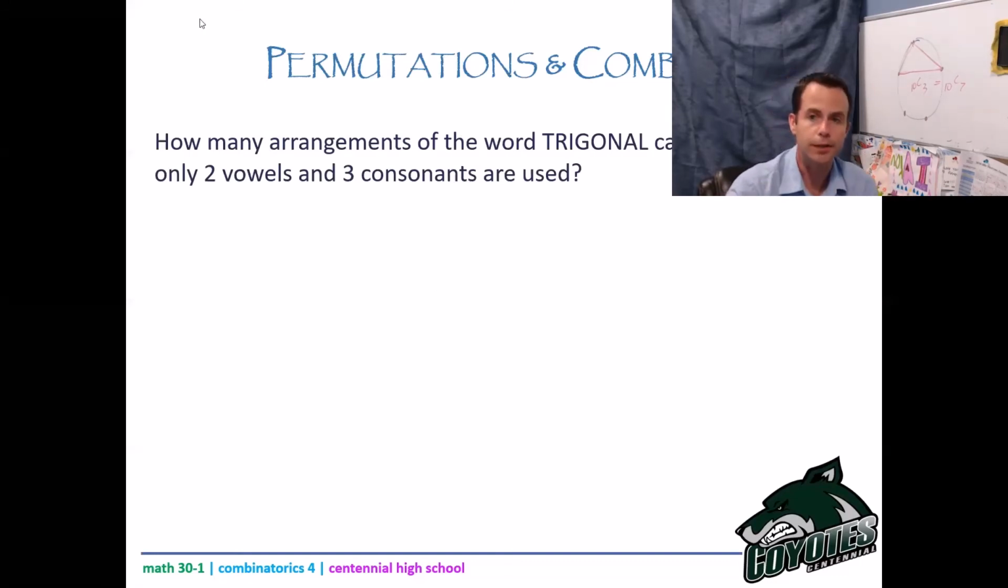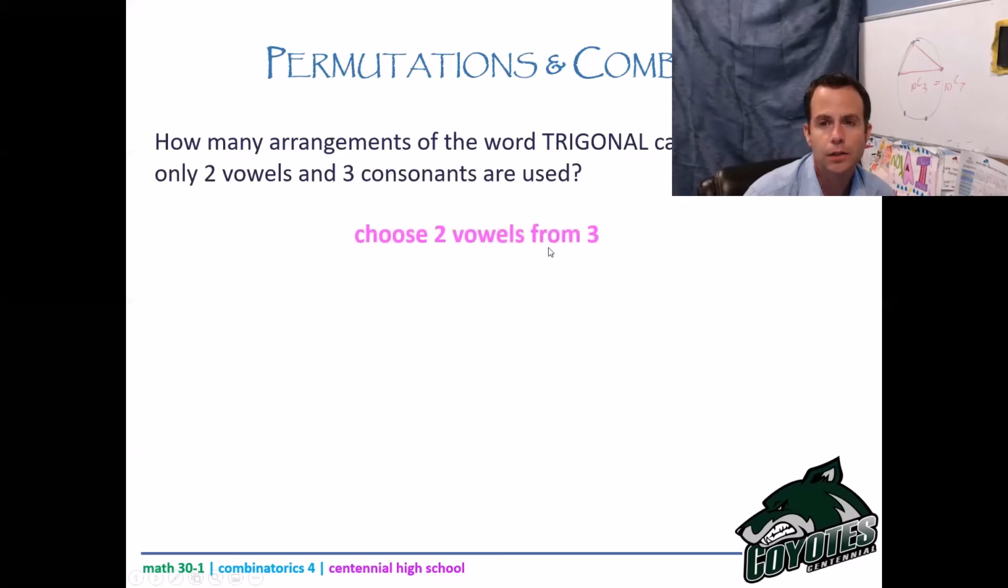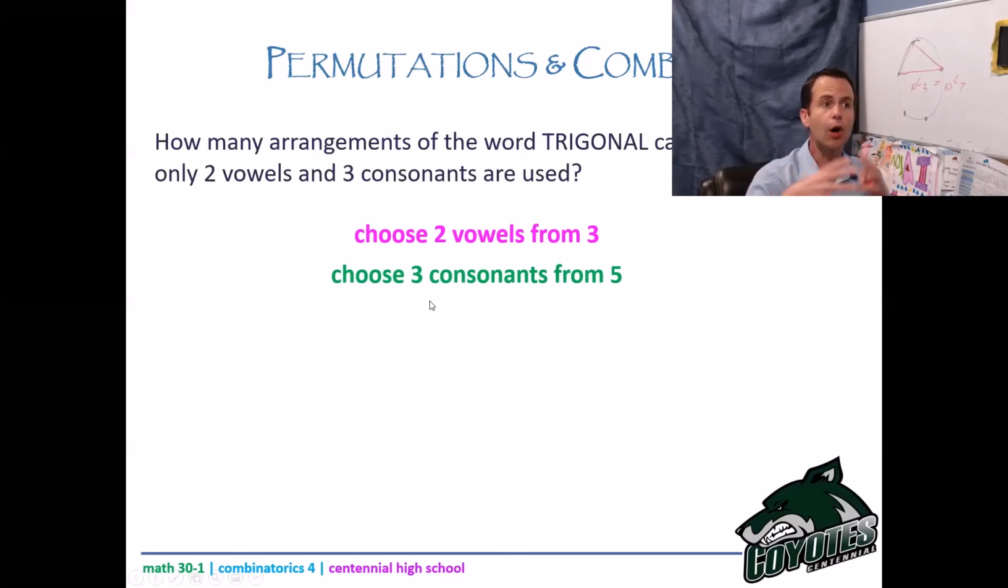Well, how many consonants do I have? I've got the T and the R and the G and the N and the L. So that's going to be five different consonants and I need to choose three of them. That got me all the ways to get five letters where two of them are vowels and three of them are consonants. What I haven't done yet is arrange all of those five letter piles that I just created.